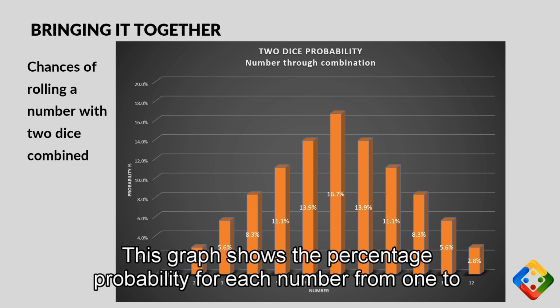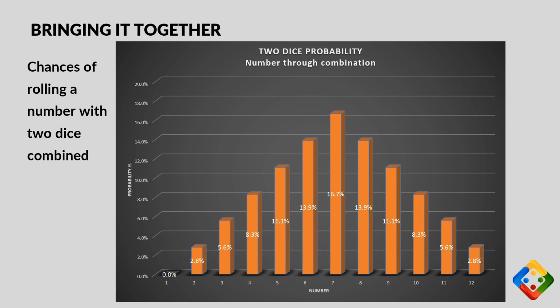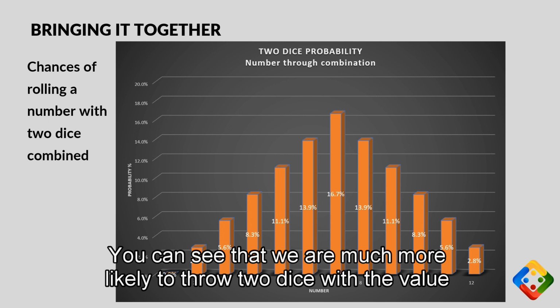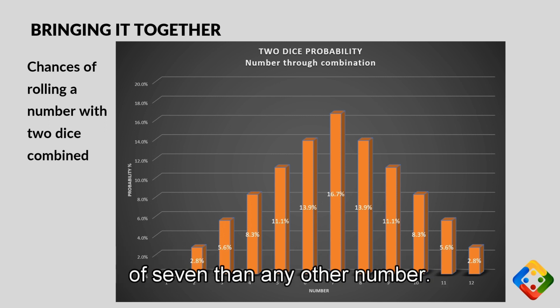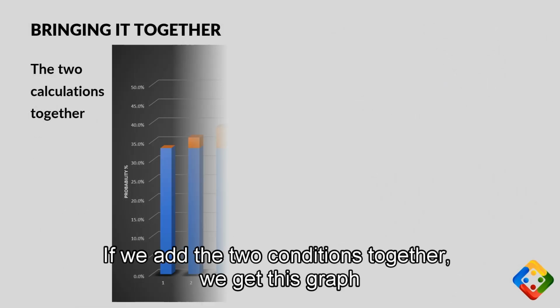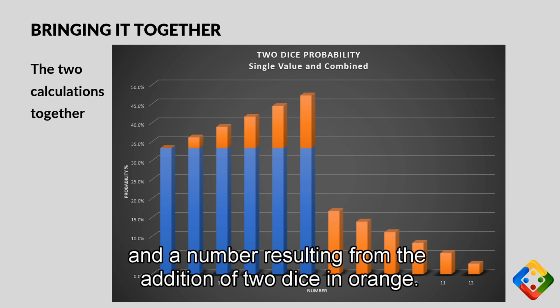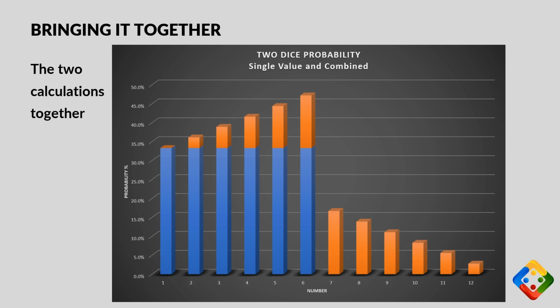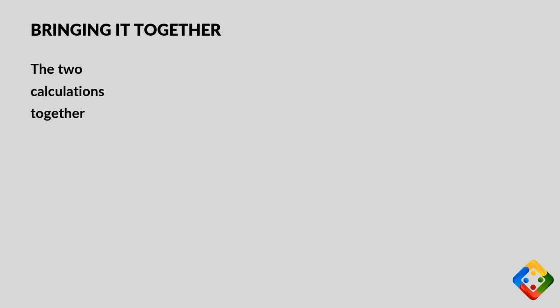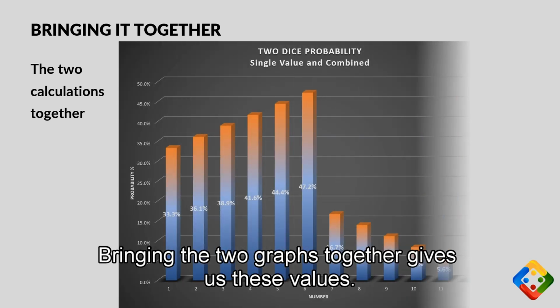This graph shows the percentage probability for each number from 1 to 12, bearing in mind that 1 is not a valid outcome. You can see that we are much more likely to throw 2 dice with the value of 7 than any other number. If we add the two conditions together, we get this graph showing the possibility of throwing a particular number in blue and a number resulting from the addition of 2 dice in orange. Bringing the two graphs together gives us these values.